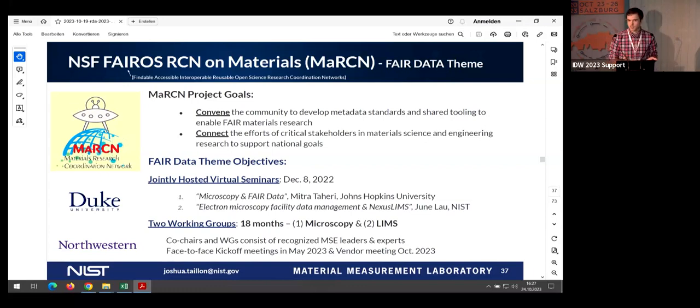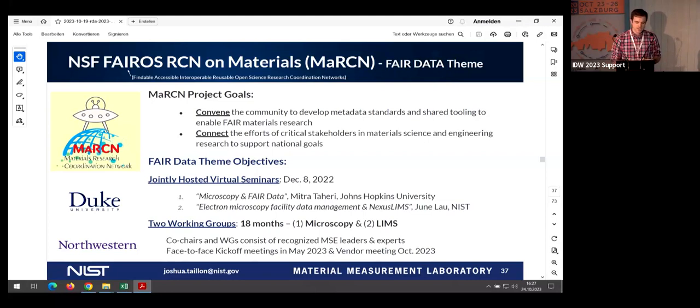The first one was Microscopy and FAIR Data by Mitchell Taheri from Johns Hopkins University. And then June, who we have with us today, gave a presentation about electron microscopy facility data management using Nexus LIMS. Another primary activity that this MARTIAN, I don't know if that's how you pronounce it. Martian? Okay, now the logo makes sense. Martian has convened 2 working groups. These are 1.5 year, 18-month efforts, one in microscopy and one in LIMS, and I'll be talking to you about the LIMS one today.